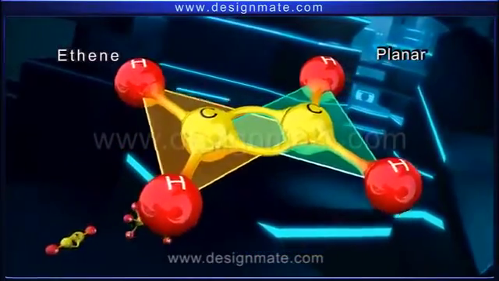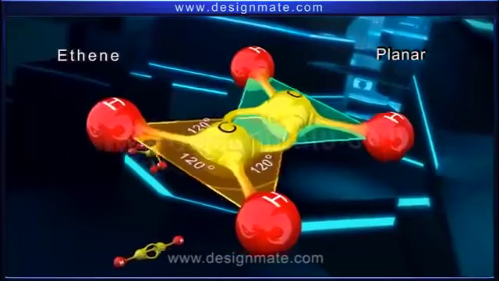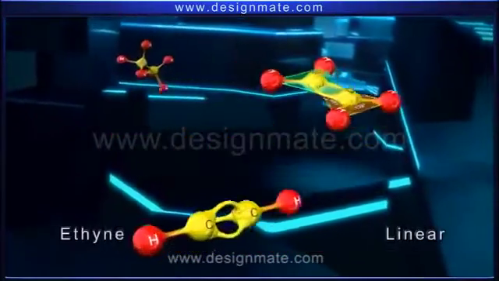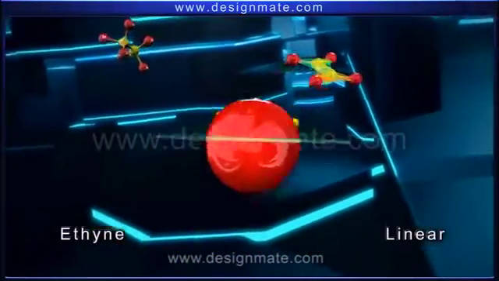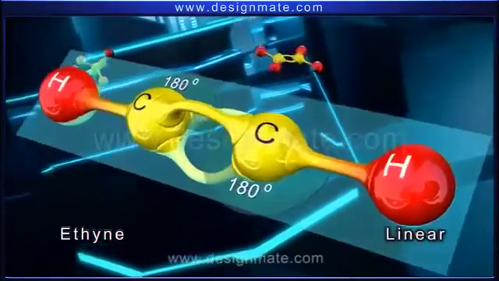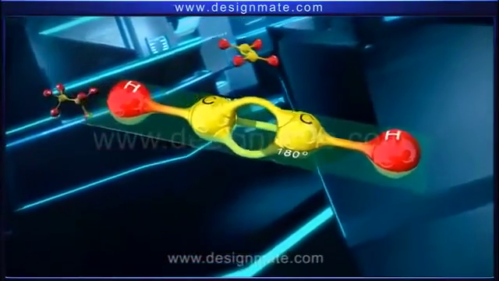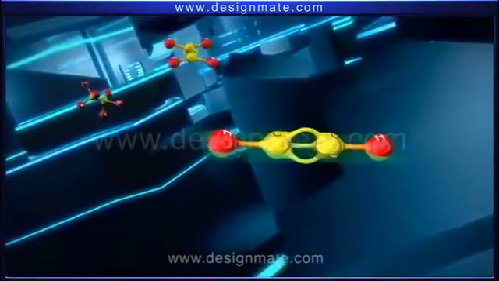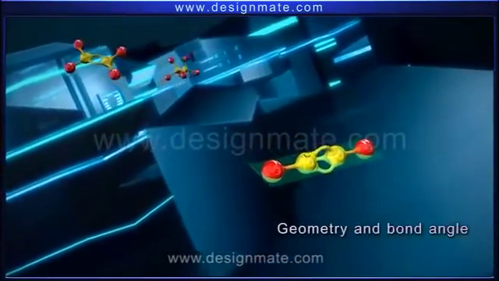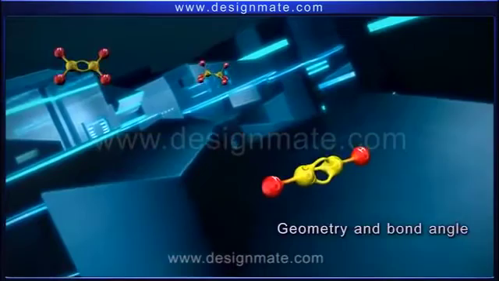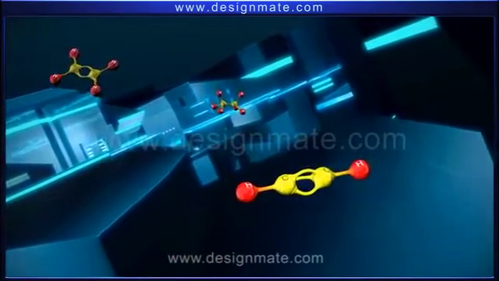Ethene is a planar molecule with a bond angle of 120 degrees, while ethyne is a linear molecule with a bond angle of 180 degrees. All these three hydrocarbons differ from each other in geometry and bond angle due to a difference in the state of hybridization of the carbon atom in them.